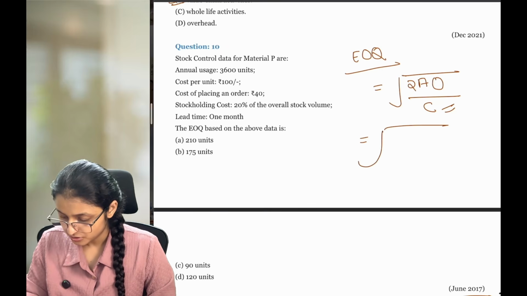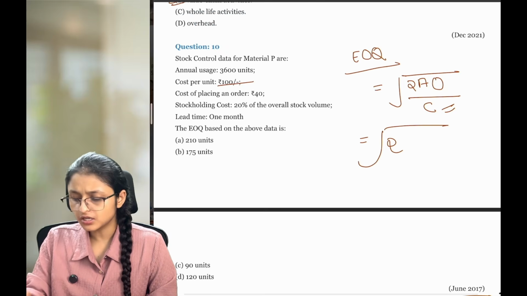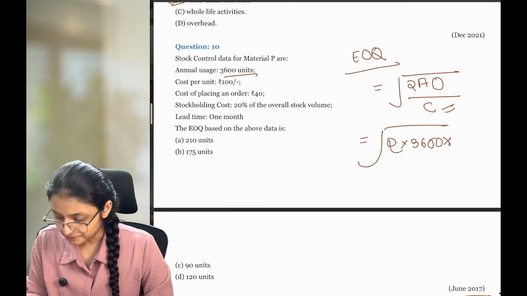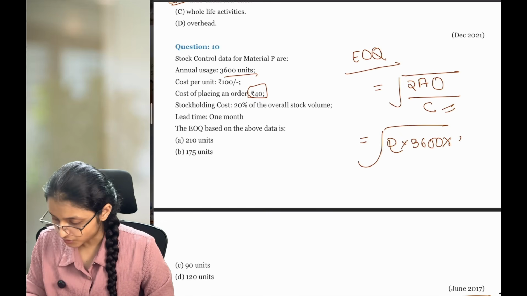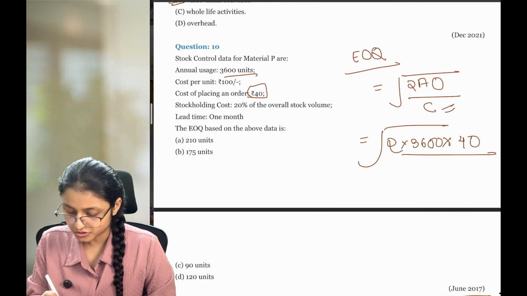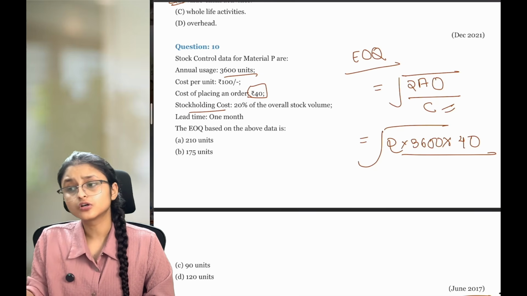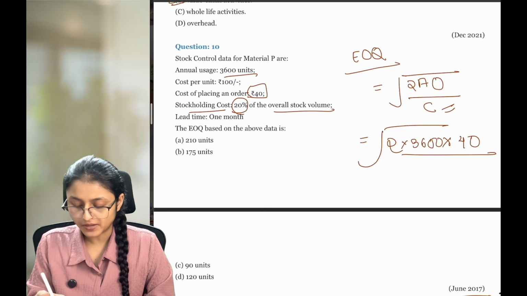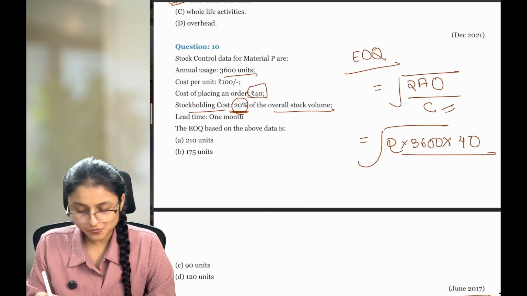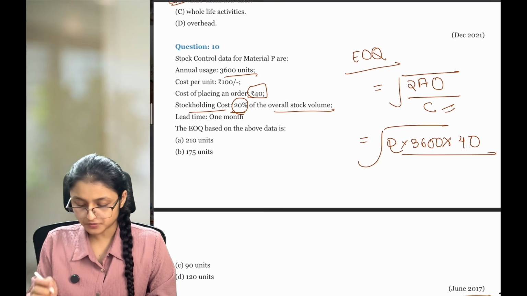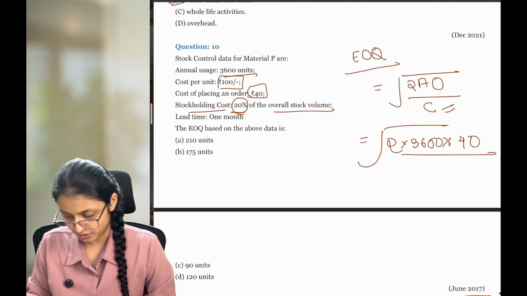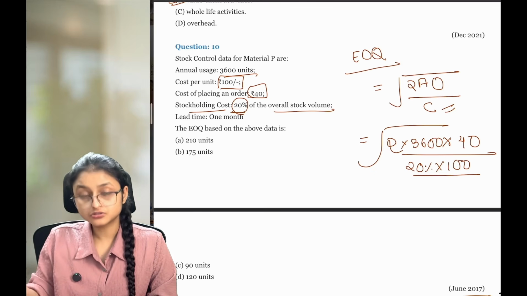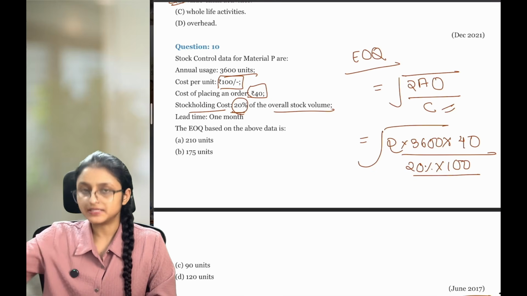So 2 into annual usage or annual consumption of the raw material, which is 3600, multiplied by ordering cost per order, which is 40 rupees, divided by carrying cost. Carrying cost is the stock holding cost or storage cost of the stock, and that is 20% of the overall stock value. Whenever they provide us the percentage, we charge it on the cost per unit. So 20% of 100 rupees. Now this is going to be the cost of holding the stock for 1 year.